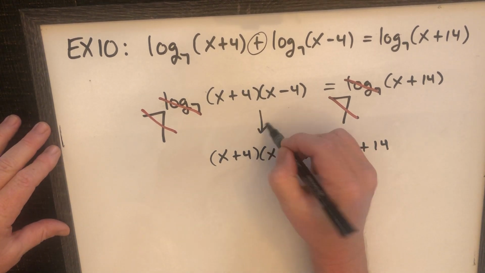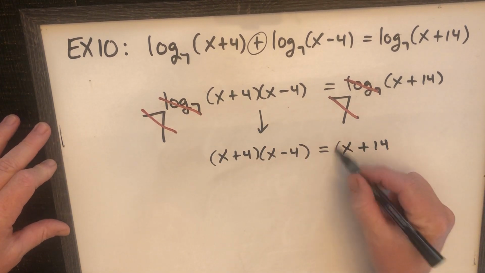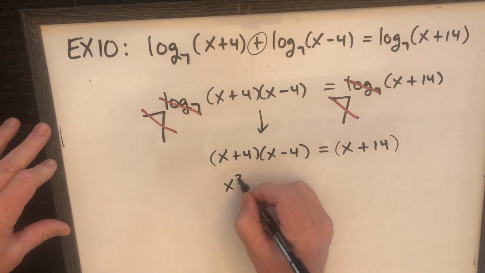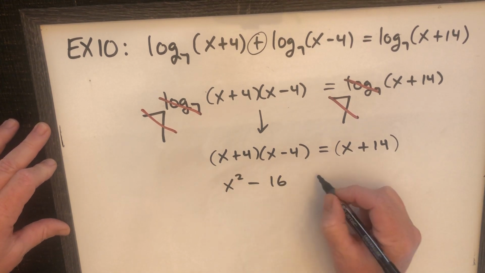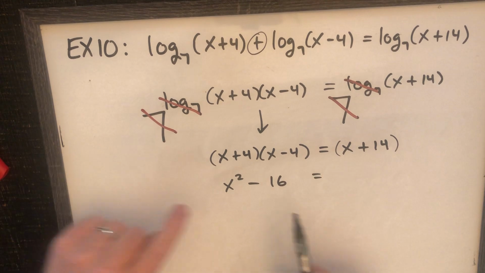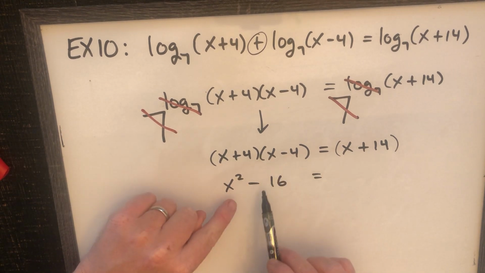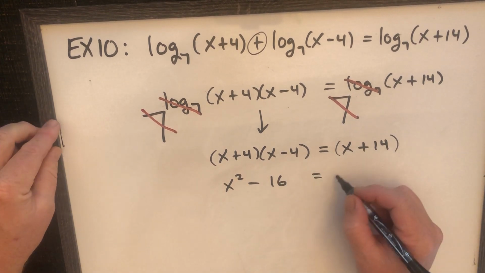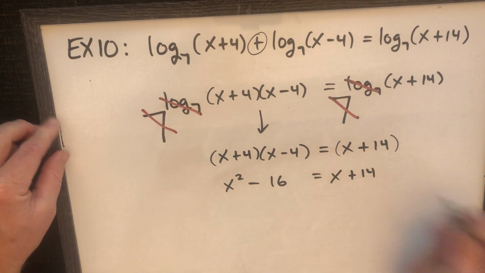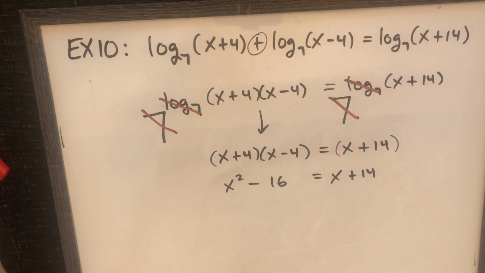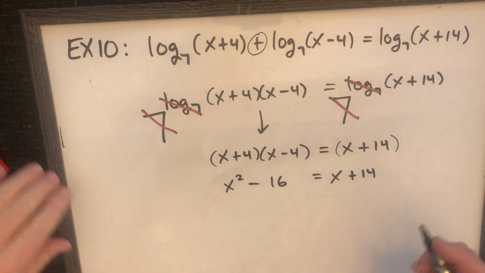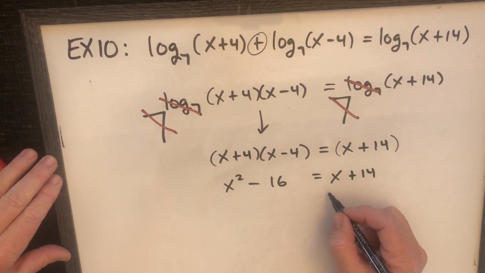So now the logarithms are gone. We have an ordinary linear equation. Let's get rid of all these parentheses. This is a special product here, x minus 4, x plus 4, so x squared minus 16. Okay, let's set this thing equal to 0 and hope for the best.